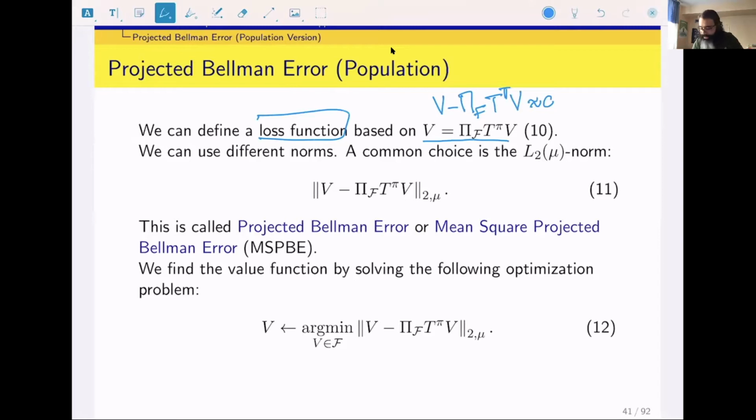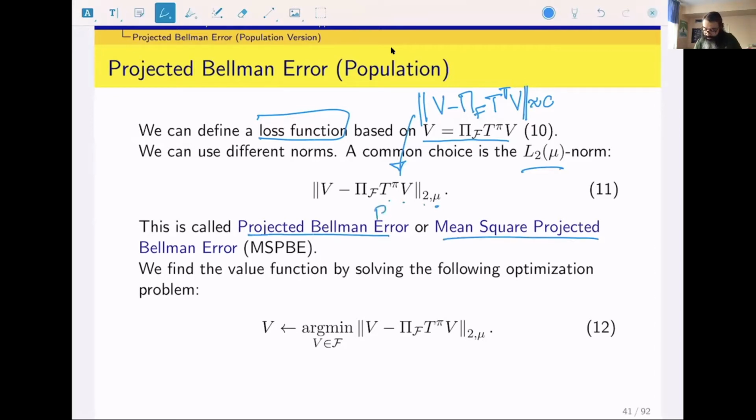If it is 0, that's exactly the same. So to define smallness, we can define a norm on it. There are different choices for norm, but a common choice is to use the L2 mu norm. So we say that v minus capital P T pi v, according to the L2 norm, weighted according to some distribution mu. That is called projected Bellman error, or mean square projected Bellman error.